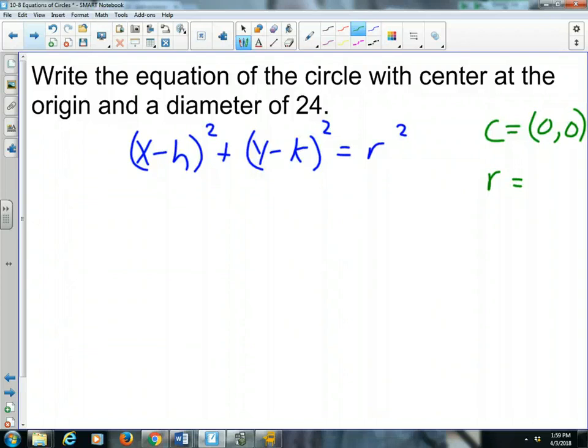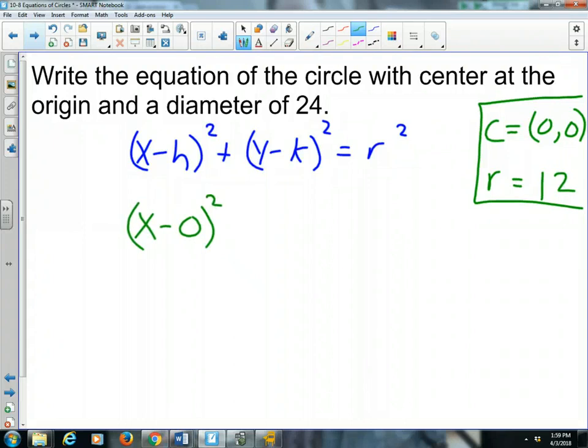And if the diameter is 12, what does that mean the radius is? The radius is half of the diameter. So now I have all of the appropriate information that I need to write the equation of any circle. So it's x minus the x coordinate of the center, that quantity squared, plus y minus the y coordinate of the center, that quantity squared. That equals my radius squared.